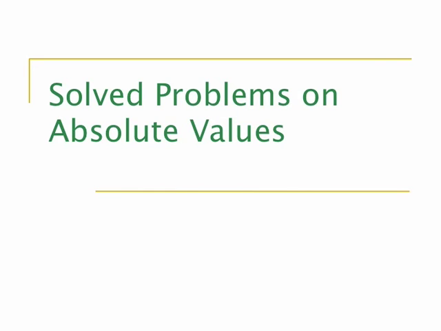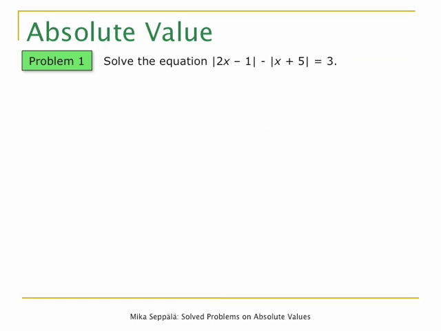In this set of solved problems, I will discuss typical problems regarding the absolute value of real numbers. In the first example, we consider the absolute value equation: the absolute value of 2x minus 1, minus the absolute value of x plus 5, equals 3.